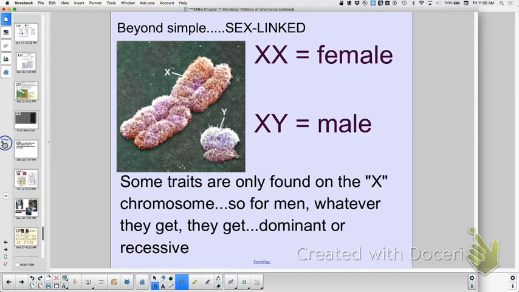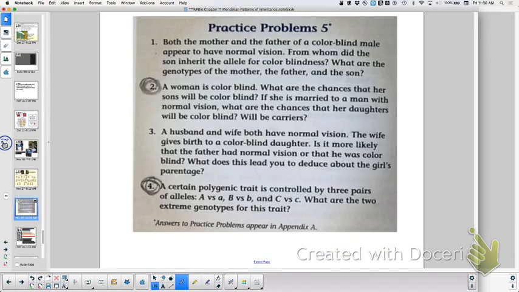Here, I have some questions for you right here. Oh, yes, I'll go back. You needed something for law of segregation, yes?